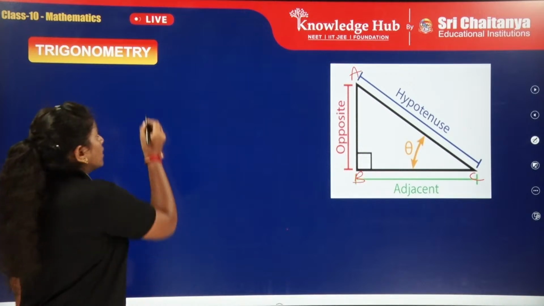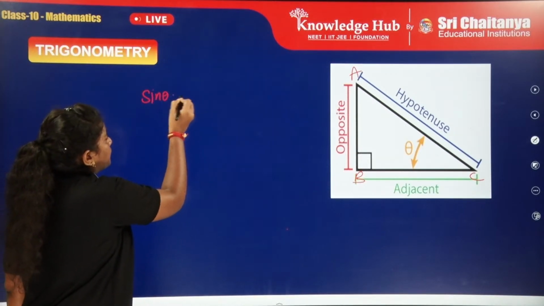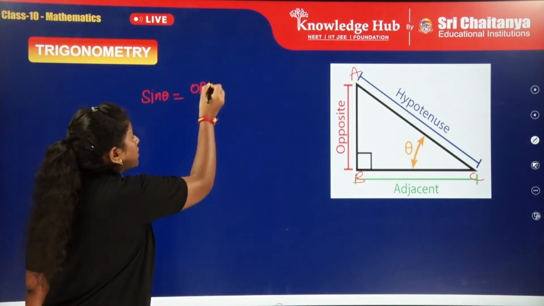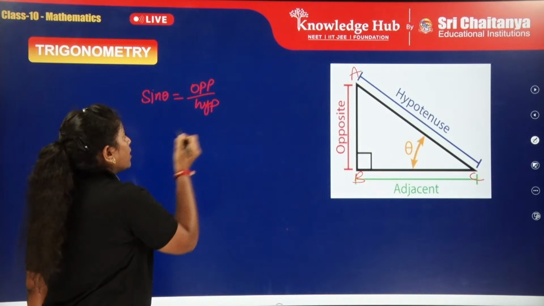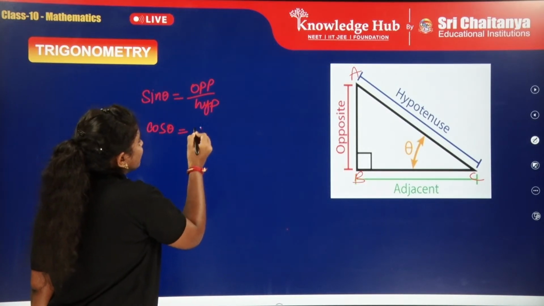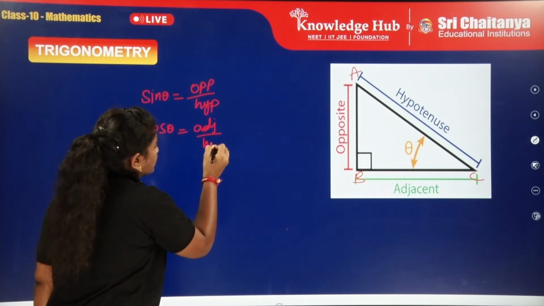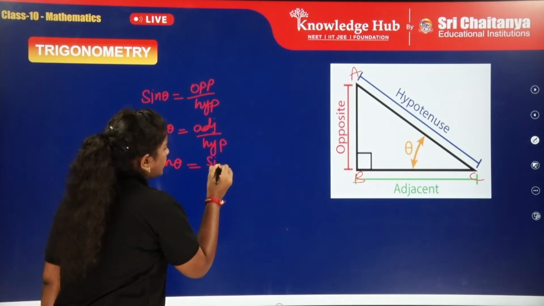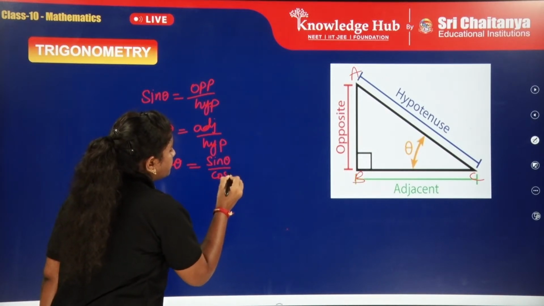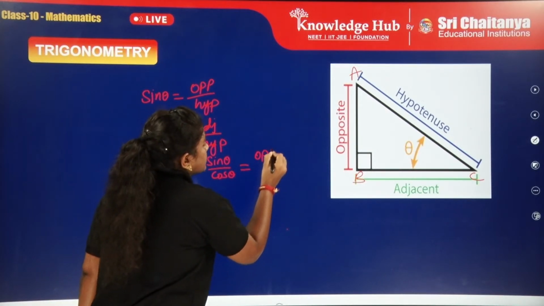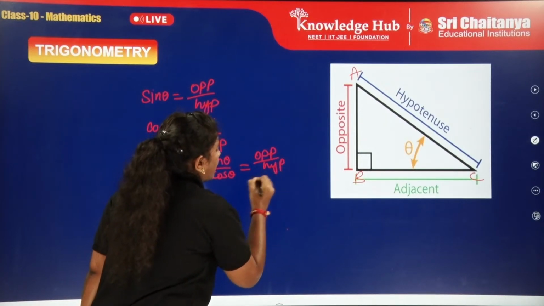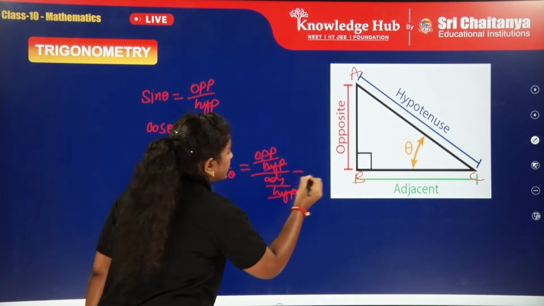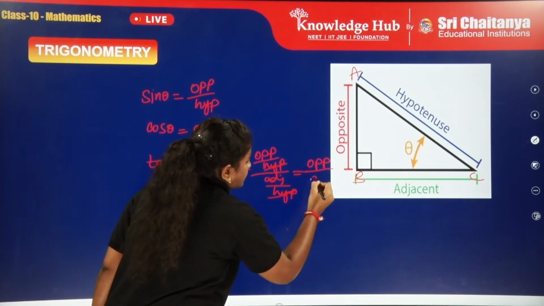We have sine theta, which is given by opposite by hypotenuse, okay. And moving to the next, cos theta is given by adjacent by hypotenuse, okay. And tan theta will be given by sin theta by cos theta, which is nothing but opposite by hypotenuse divided by adjacent by hypotenuse. So now the hypotenuse will get cancelled and you will get opposite by adjacent.